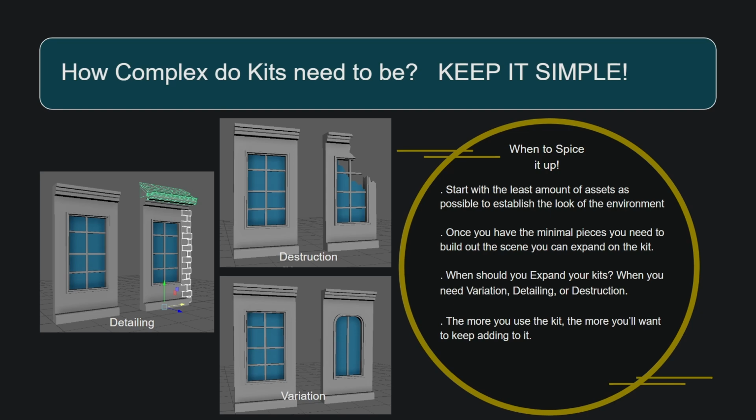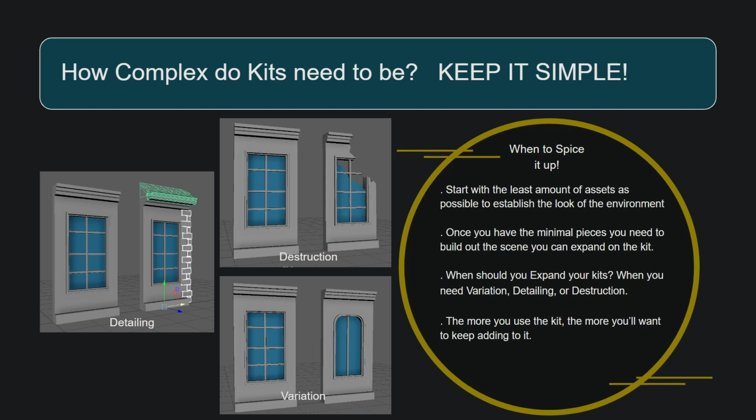But on that note, a rule that I use a lot is I'll always establish the minimum number of pieces that I'm making just to establish the overall look of the scene. So I'll just bring in one wall, one pillar, or one floor piece, and use that to build out my environment as much as I can.